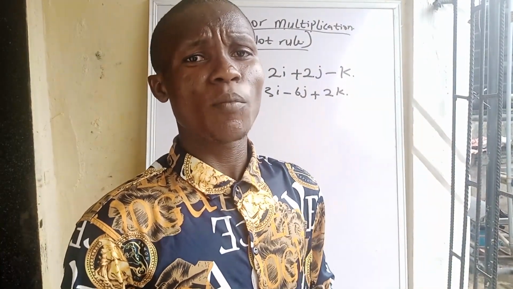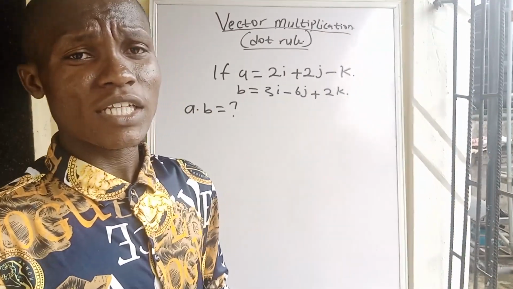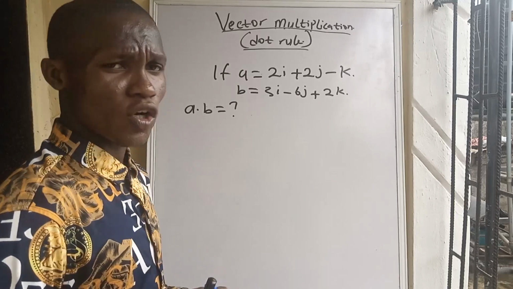In today's video we'll be looking at vector multiplication, and under this vector multiplication we'll be looking at the dot rule.